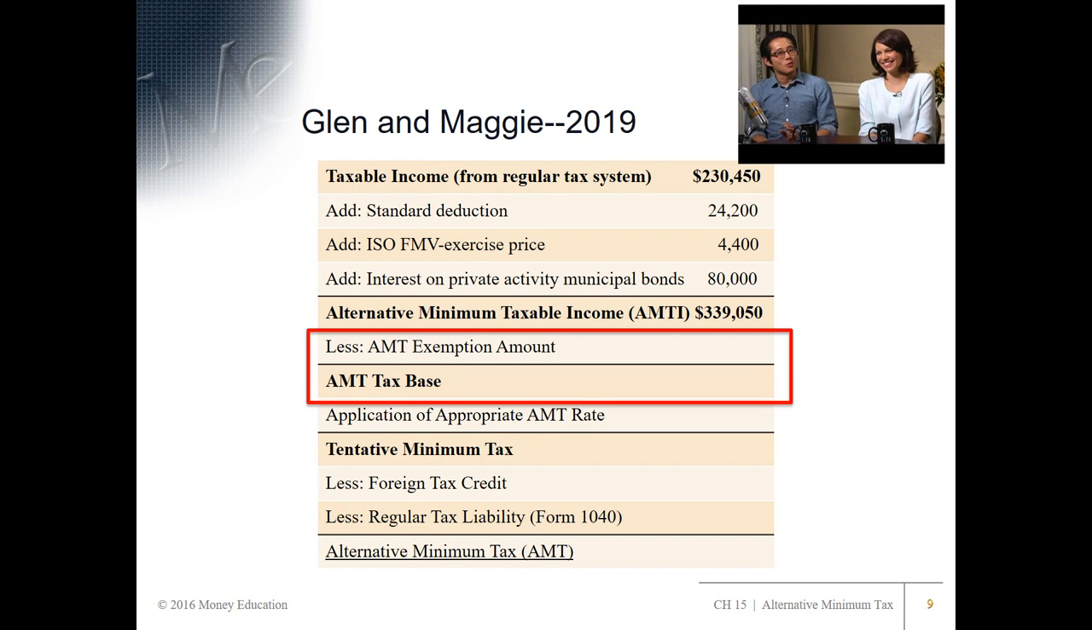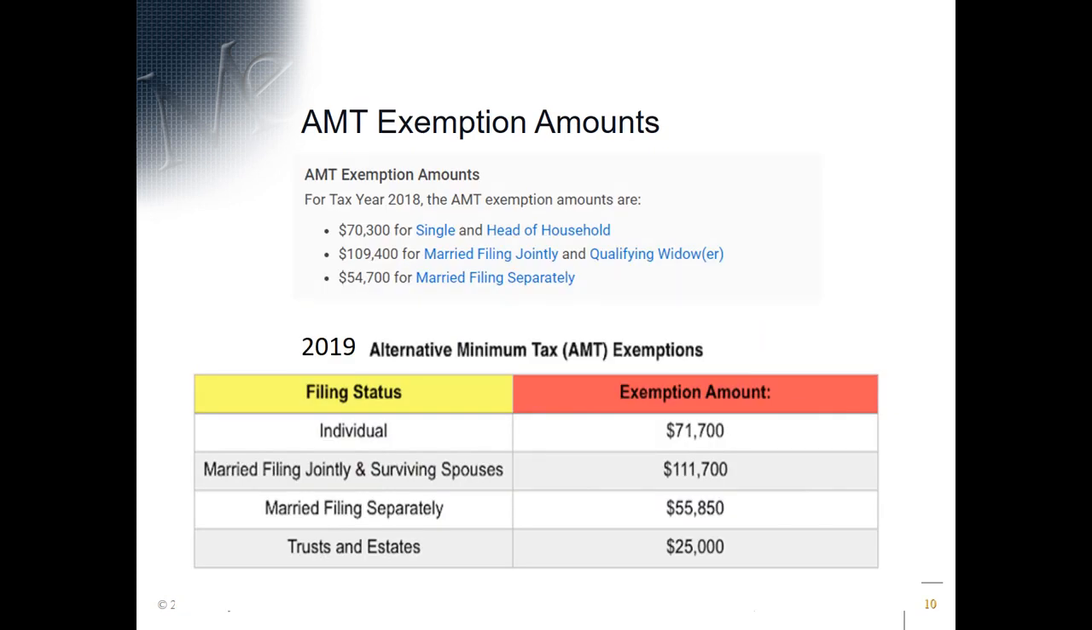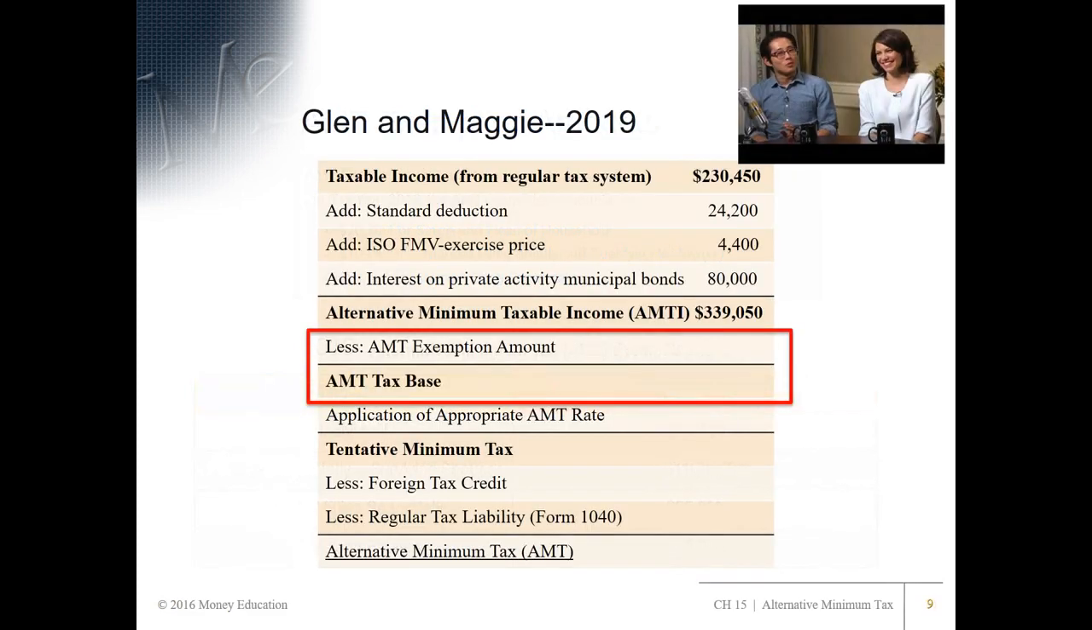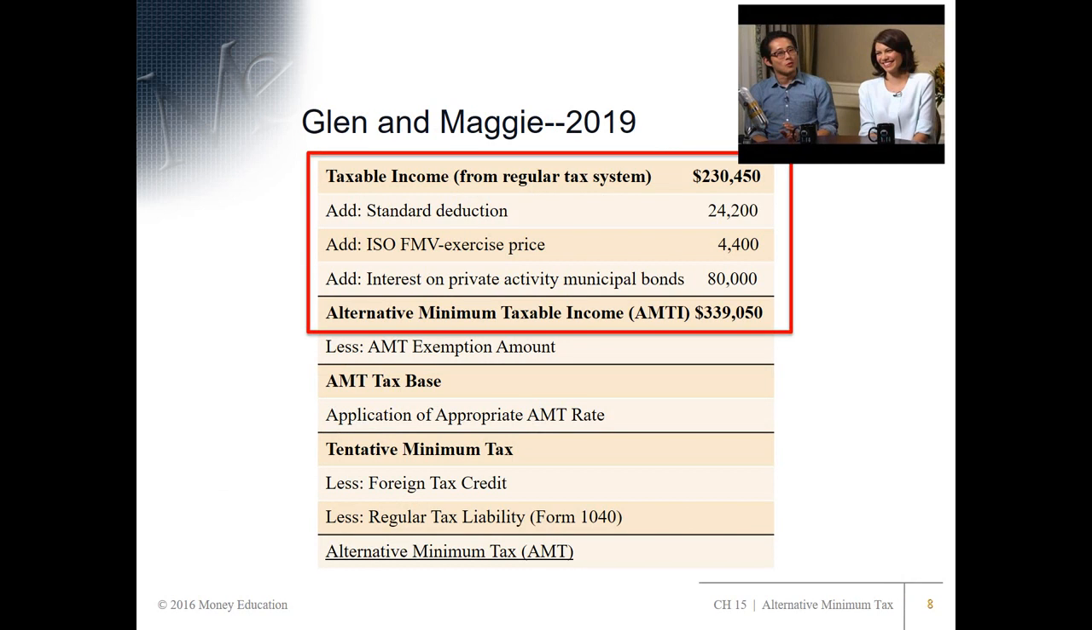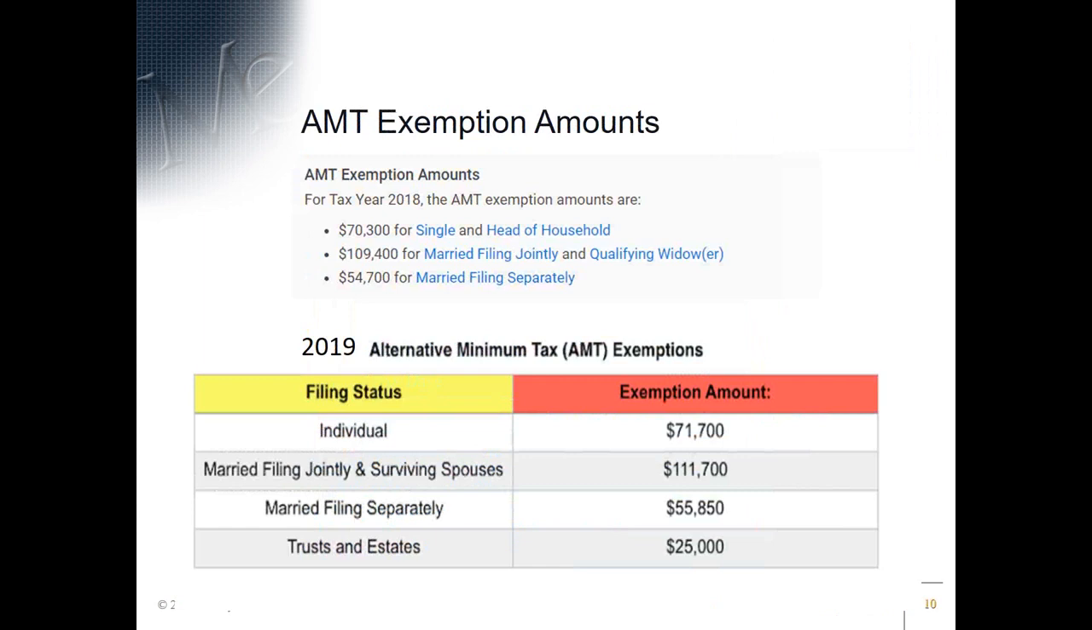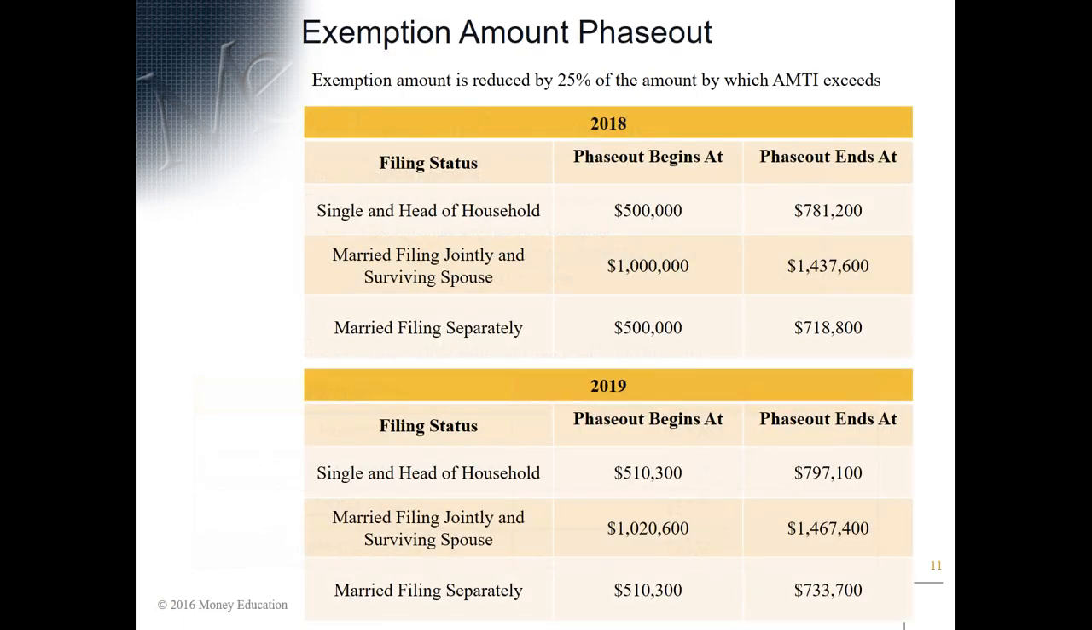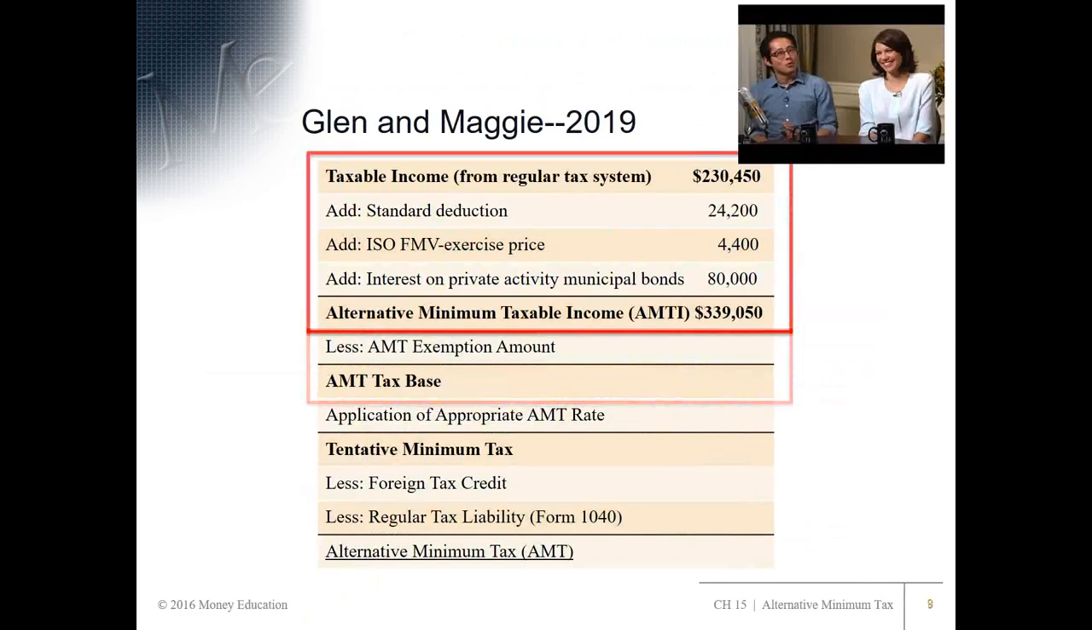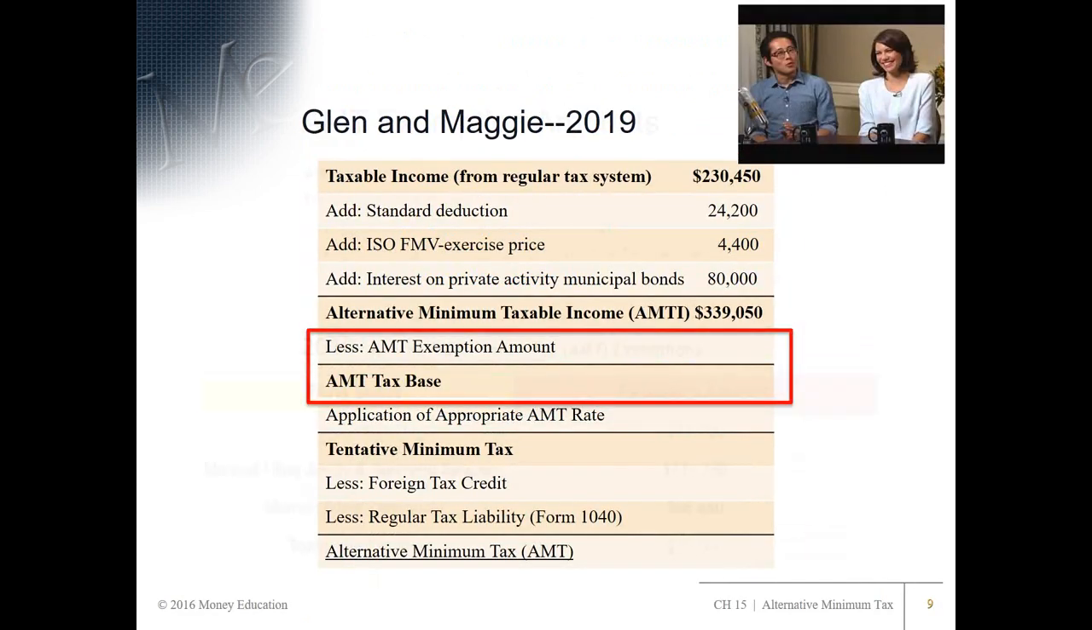Okay. Now we're going to move down the formula and we're going to subtract the AMT exemption amount to get the AMT tax base. So what is this exemption amount? The exemption amount is just an amount that you're going to reduce the alternative minimum taxable income by. So we're not going to calculate alternative minimum tax on this exemption amount. Now here I've given you the 2018 and the 2019 numbers. Let's look at the 2019 numbers. And for married filing joint and surviving spouses, the exemption amount is $111,700. So that's pretty significant. So we basically get to reduce this AMT base by over $111,000.